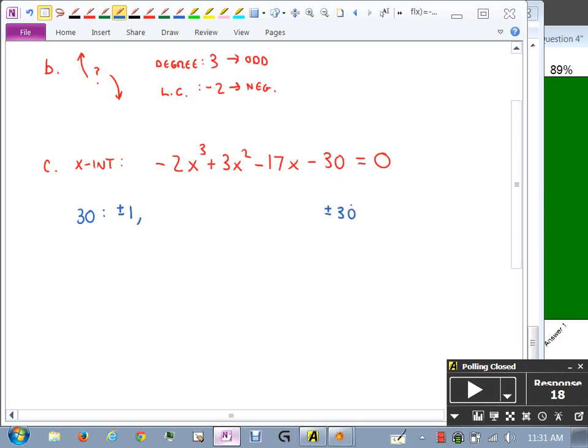What's next? 2 and 15. So I don't know where you are, but maybe you need a calculator to try, like 30 divided by 2. Hopefully you don't. 3 and 10. I'm going to stop when I meet in the middle, right? 5 and 6.